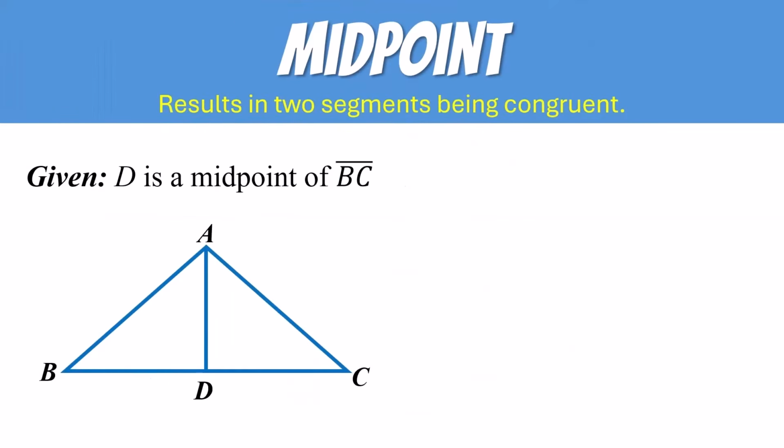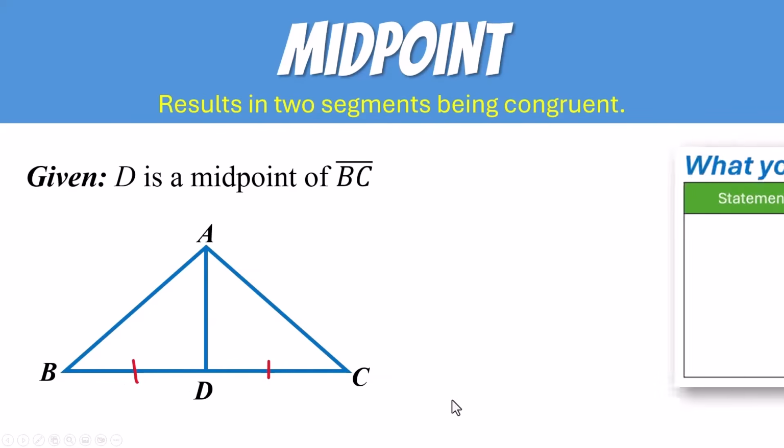All right, now from now on, these are not definitions, and so in your proofs, you have to be a little more careful how you use them. So if you're told about a midpoint, D is a midpoint of BC. That results in two segments that are congruent. So here's D, here's segment BC, so then we know these two segments are equal in measure.